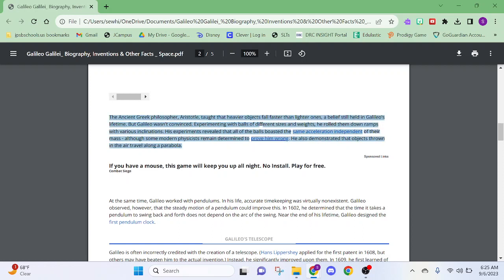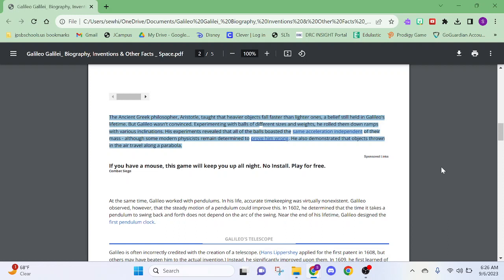The ancient Greek philosopher Aristotle taught that heavier objects fall faster than lighter ones, a belief still held in Galileo's lifetime. But Galileo wasn't convinced. Experimenting with balls of different sizes and weights, he rolled them down ramps with various inclinations. Now, inclinations just means that some were more steep than others. If you take a look at a slide, slides for babies don't go very high, to let the babies go down slow. But if you go on a slide like in our playground, it's a lot higher because you're bigger and you can handle the speed. That's what he did with the different balls.